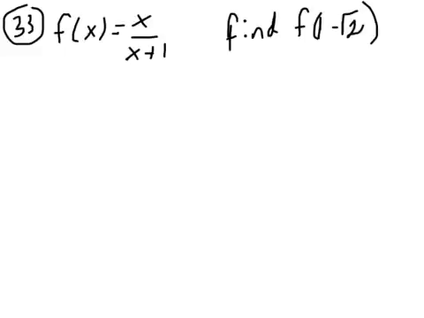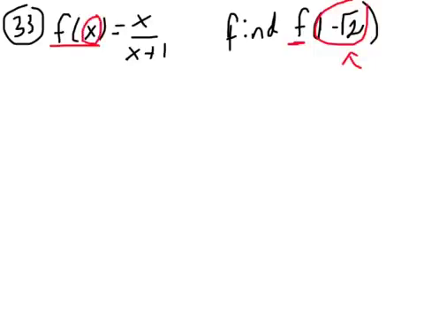Okay, in number 33, we have a function, and it's x divided by x plus 1. And we're supposed to plug in this value. If you remember, this is function notation. This f tells me to go use the function f of x over here. And the part on the inside is the x that I'm going to plug in. That's what the x in f of x stands for.